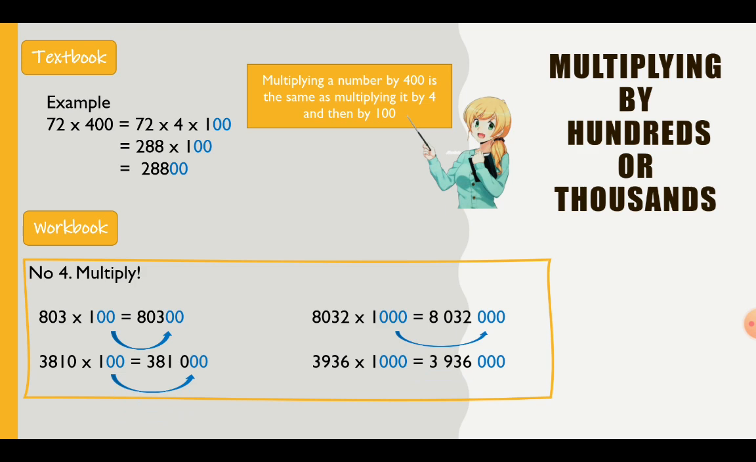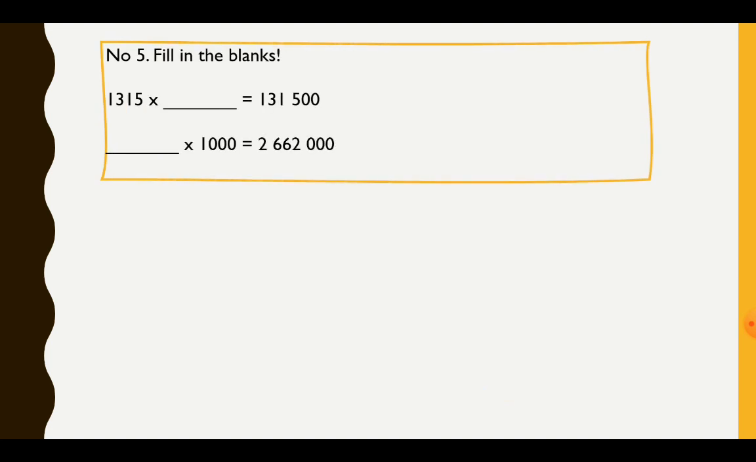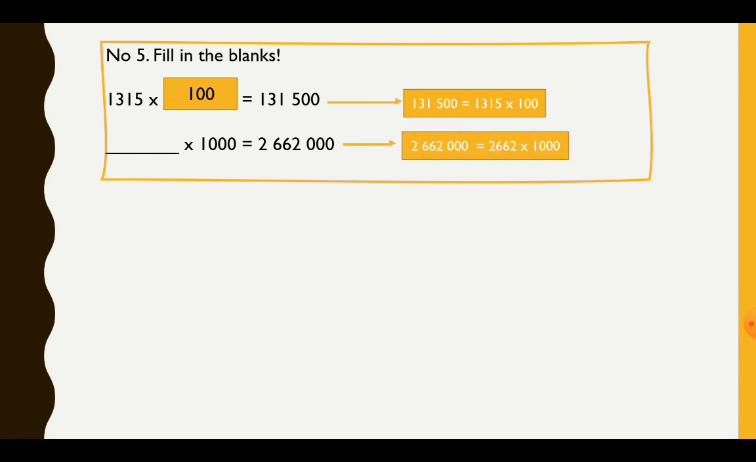3,936 times 1,000. So we add 3 zeros in the back of the number. So the answer is 3,936,000. Number 5, fill in the blanks. 1,315 times blank equals 131,500. So the answer is 100. Blank times 1,000 equals 2,662,000. So the answer is 2662.